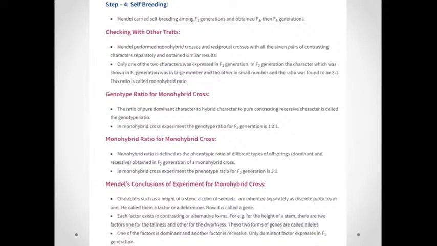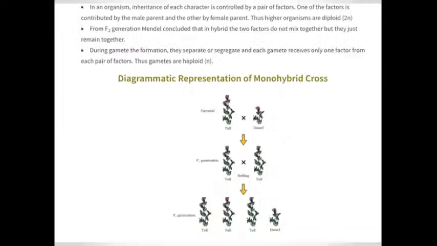This was then checked with other traits also, like with the heights, the color, and other types of things. And Mendel concluded from his monohybrid cross that characters such as height of stem and color of seed are inherited separately as discrete particles or units. He called them factors, determiners, or genes. Each factor exists in a contrasting alternative form, one for tallness and the other for dwarfness. These two forms of genes are called alleles. One factor is dominant and the other factor is recessive. Only the dominant factor expresses in the F1 generation.